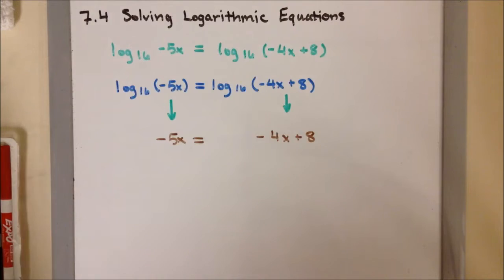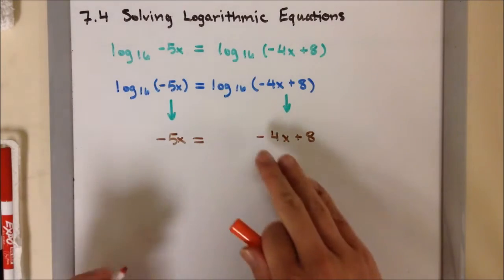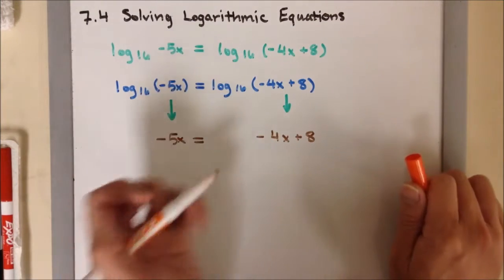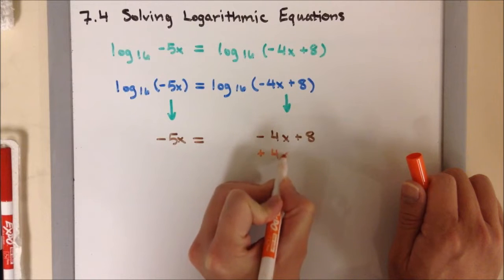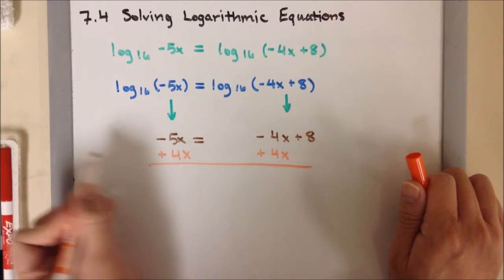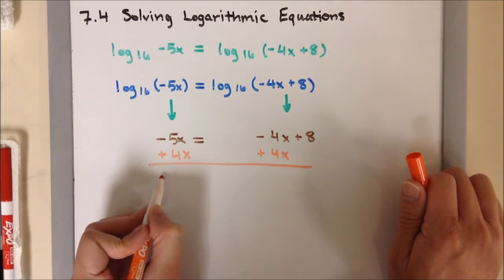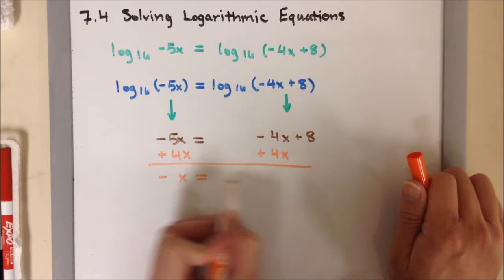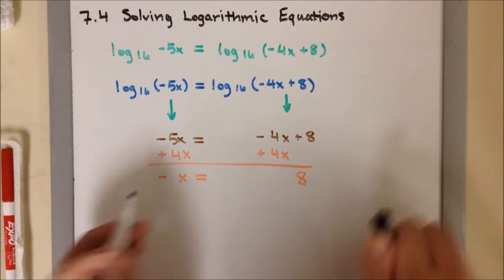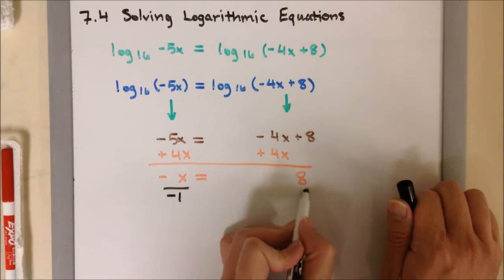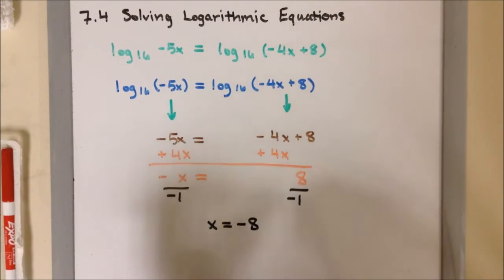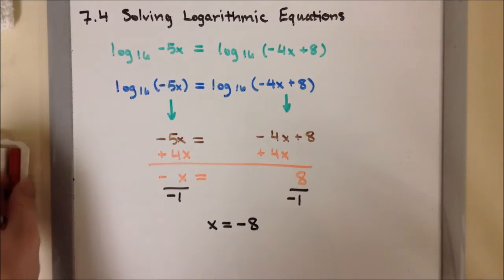Next, I'm just going to ask you to solve for x. So I'm going to bring this negative 4x, I'm going to cancel it out, and then I'm going to add it over here. So plus 4x to cancel out, and then I'm going to add here to balance my equation. So negative 5x plus 4x will be negative 1x or negative x equal to 8. After that, I'm going to divide by negative 1 to get a positive x. So x equals negative 8. And that is my final answer.